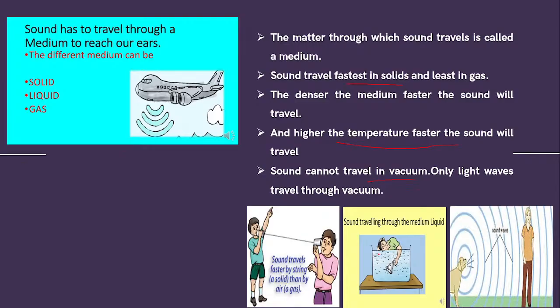Now if you see the second picture, if you take a bell and try to ring the bell in the liquid and put your ears near the water bucket, then you can hear a faint sound. So that means sound can also travel in liquid. Now here, what is the medium? The dog is barking and the girl is listening here. So what is the medium in the third picture?